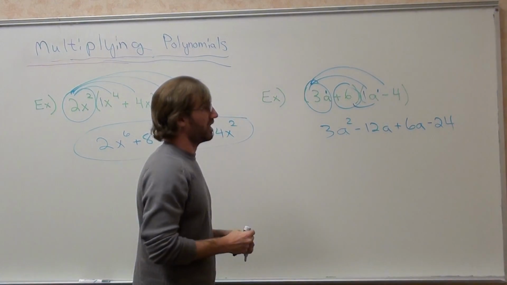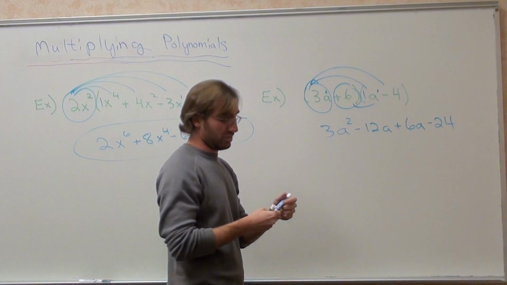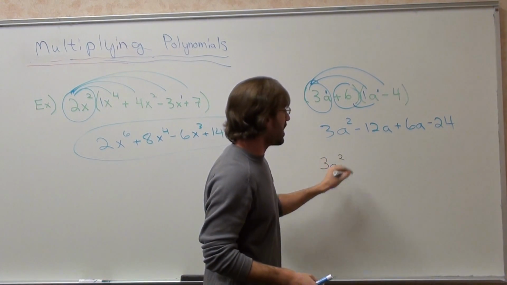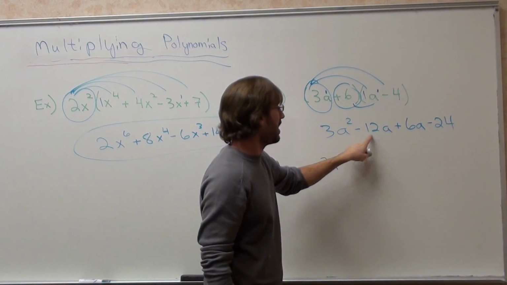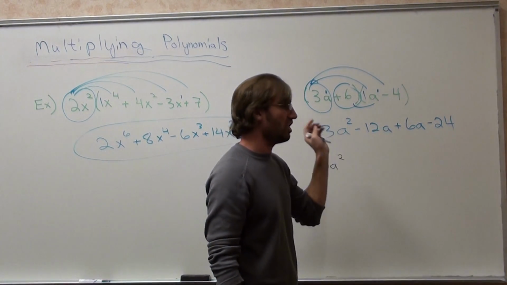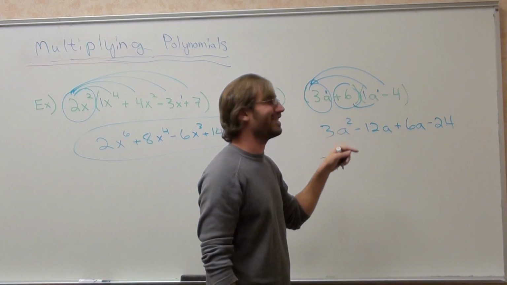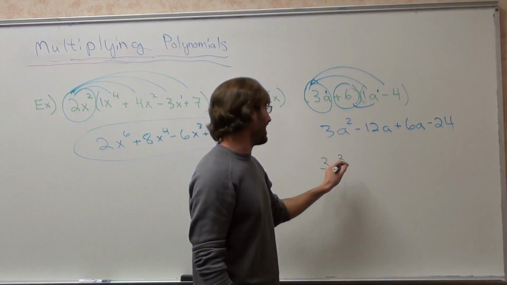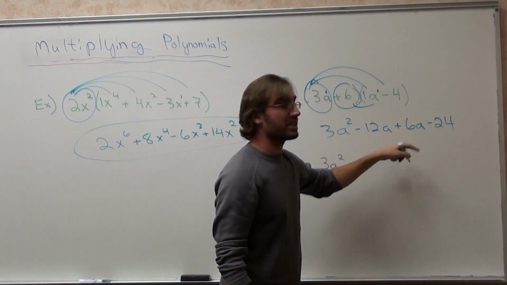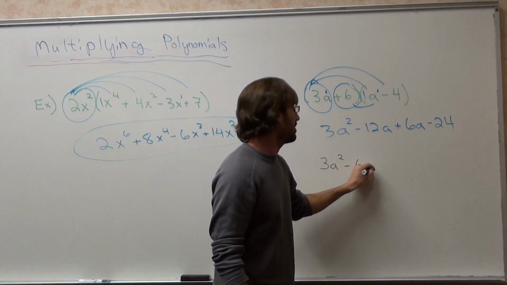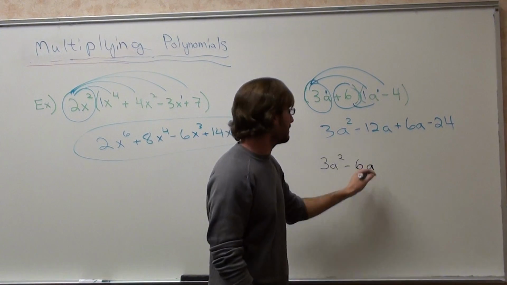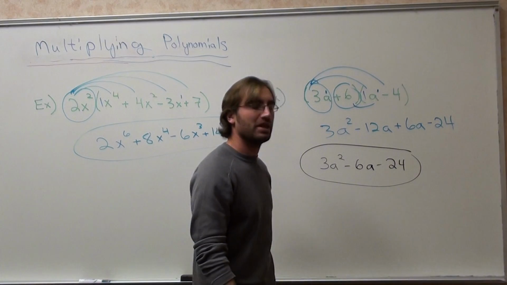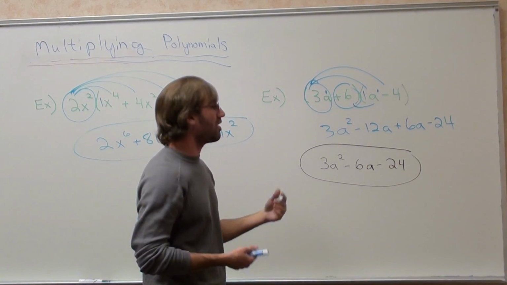I combine like terms, or I check to see if there's like terms. And there are like terms. I have 3a squared, no like terms on anybody, but negative 12 alligators plus 6 alligators, rawr, is, pardon, negative 6 alligators. Negative 12 plus 6 is negative 6 alligators. Then I subtract 24 afterwards. I'm done.